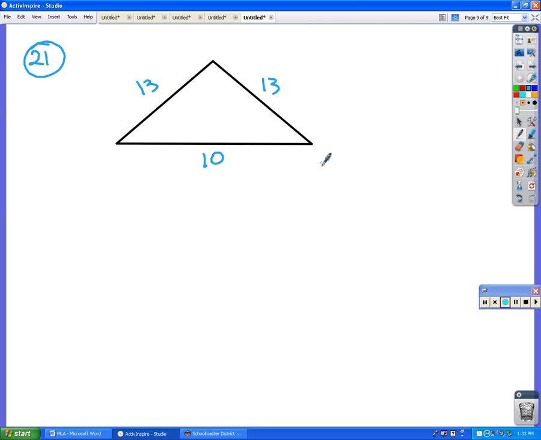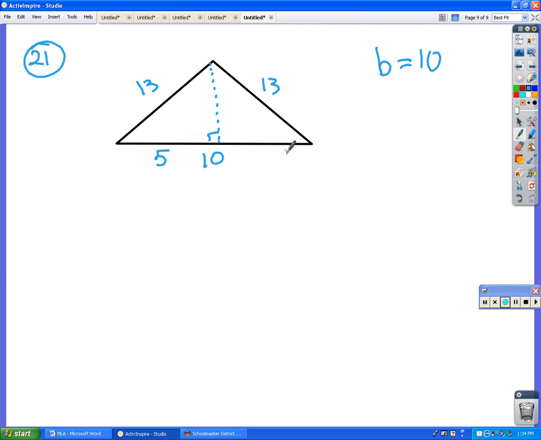Okay. What two things do you need to know about a triangle to find its area? Its base and its height. Do we know the base? Yes, the base is 10, right? We don't know the height, but we can find it. Because I just made a right triangle and so good, I can use the Pythagorean Theorem. What's this over here going to be? 5, because it's half of the base since it's isosceles.